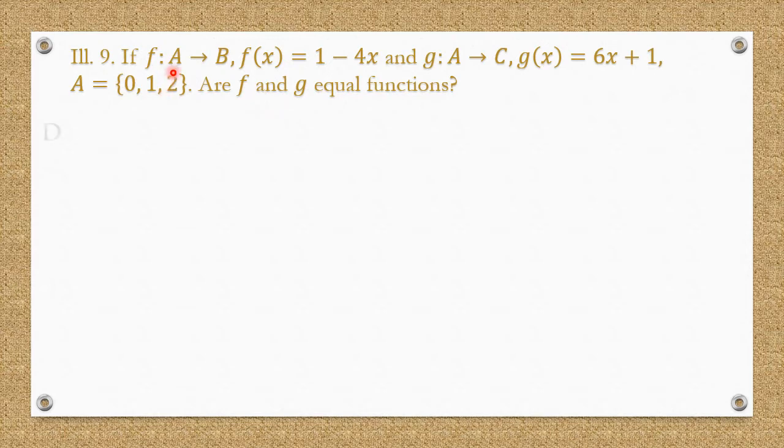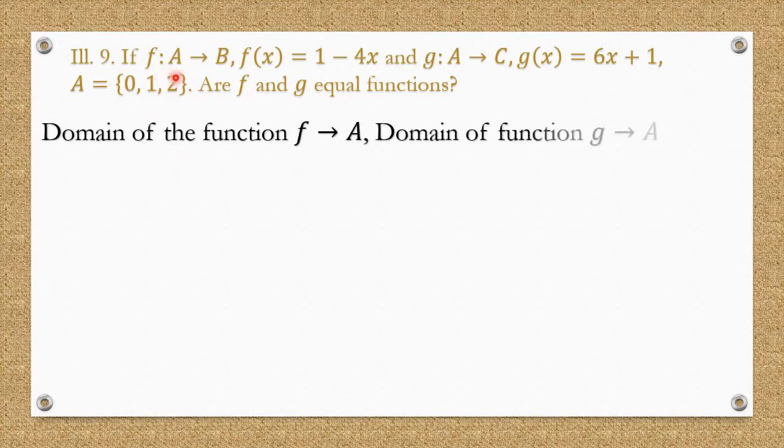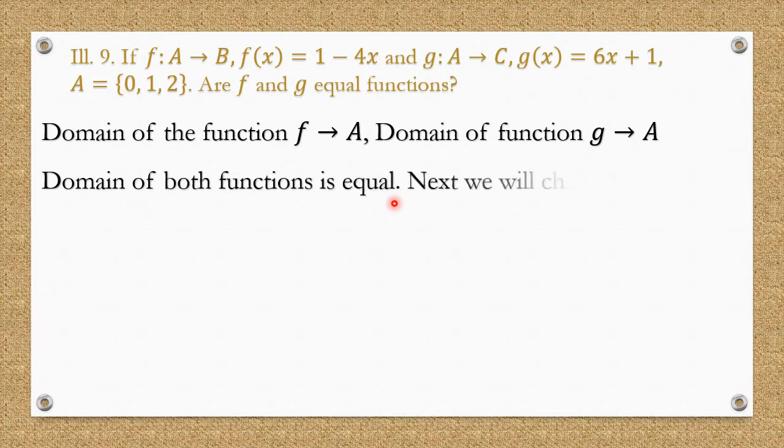Let's see. The first condition is actually satisfied, that f belongs to A and g also belongs to A. That is, the domain for both the functions is equal. So the first condition is naturally satisfied here. Then we will move forward towards the next condition, that is whether the images, the answers, are equal or not. For that we have to put these values into these equations and check whether we get the same answer or not.